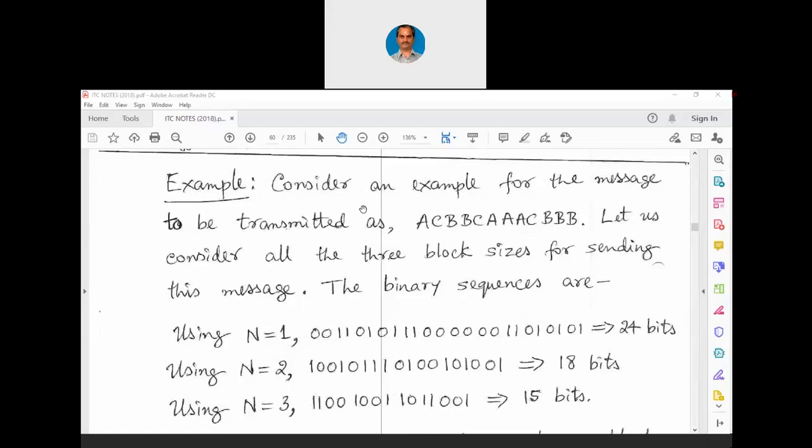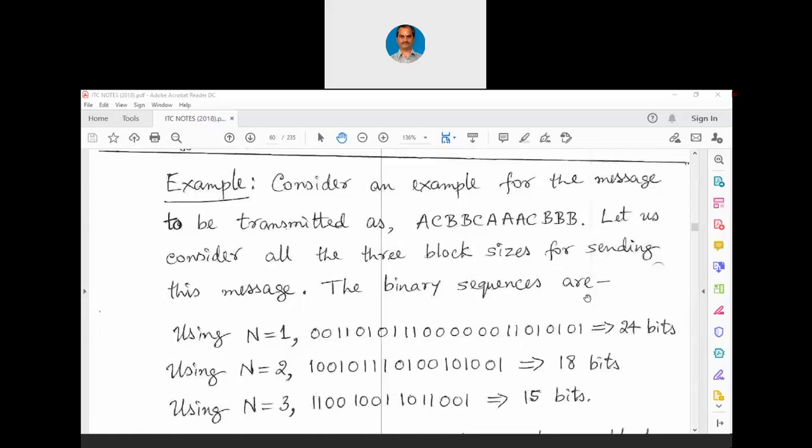Consider an example for the message to be transmitted as ACBBC AAA CBBB. This is a hypothetical example or a hypothetical character set which can be sent through a telegraph message also. Let us consider all the three block sizes for sending this message.